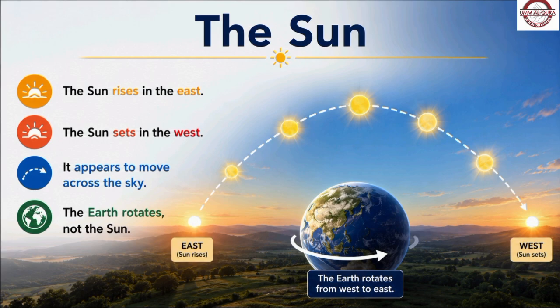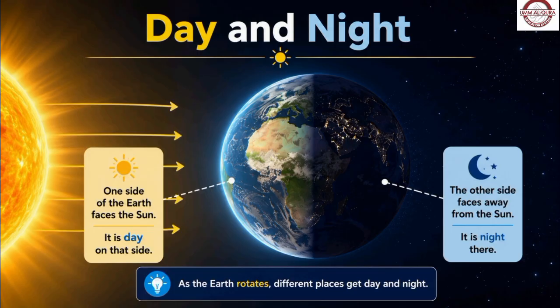But the sun does not move. It is the earth which turns. The earth rotates from west to east. One side of the earth faces the sun. It is day on that side. The other side faces away from the sun. It is night there. As the earth rotates, different places get day and night.